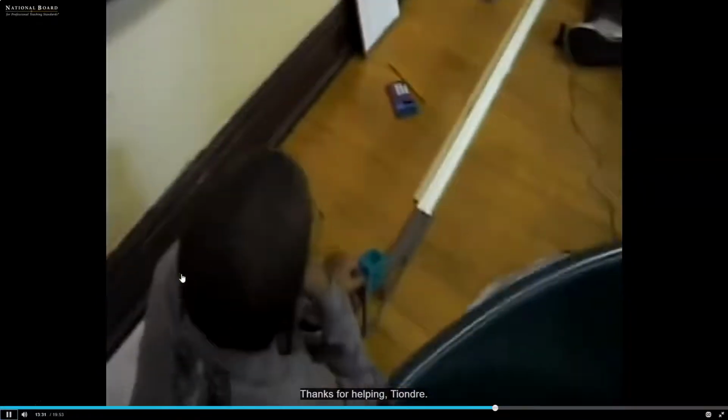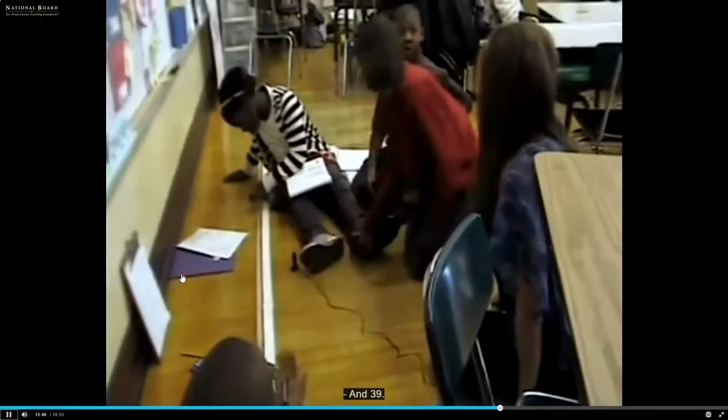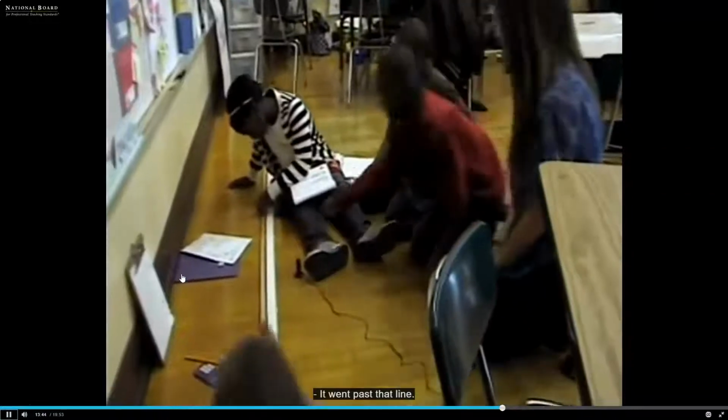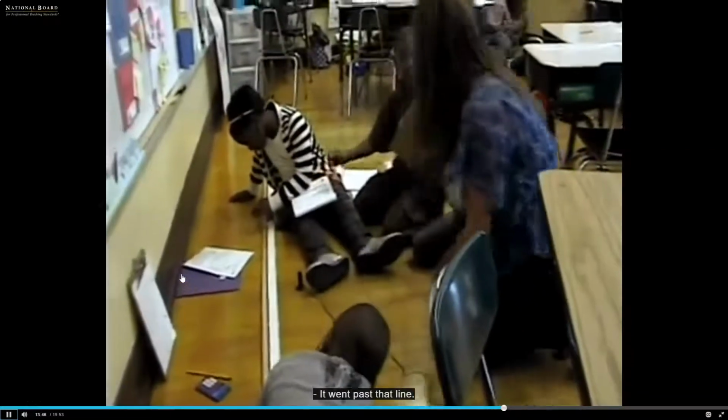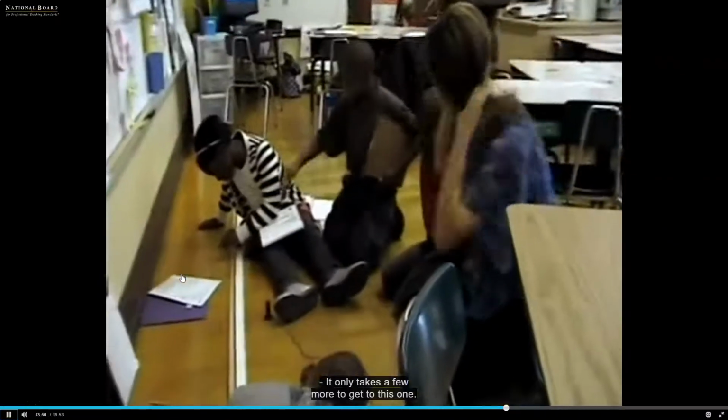Thanks for helping me, Tiandre. Go. 139. That's good. It's 100 because it won't pass that round. But on the other ruler, it only takes a few more to get to this one.